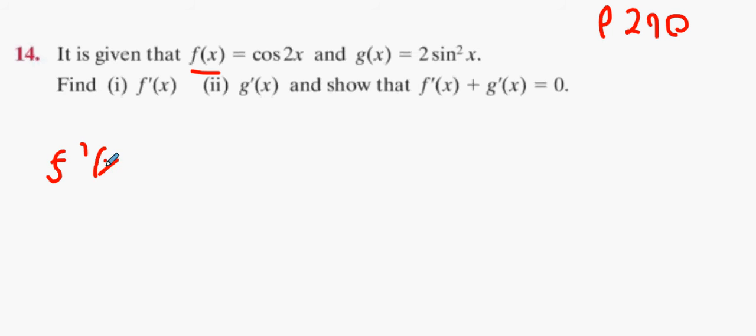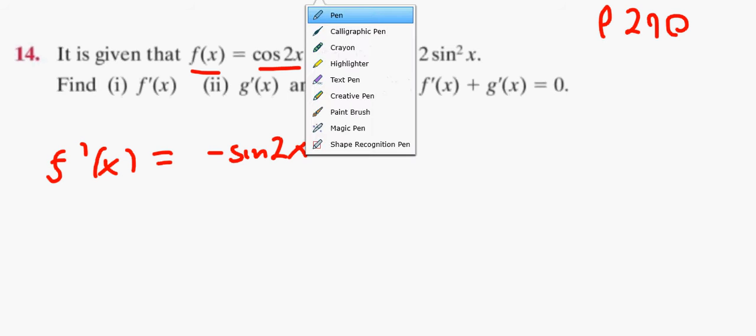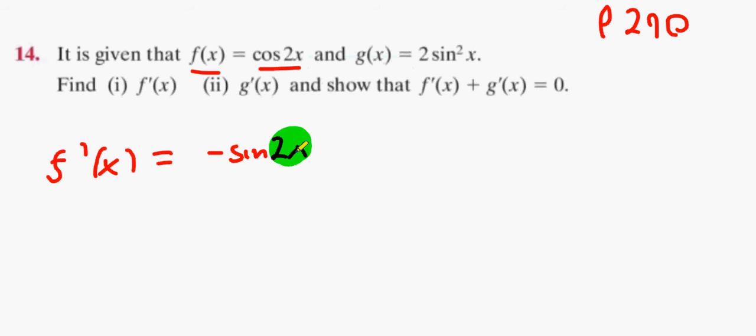What does cos turn into? Cos turns into minus sine. Differentiate the angle and what do you get? You get 2, don't you? So the answer is minus 2 sine 2x. Is that okay with you guys?